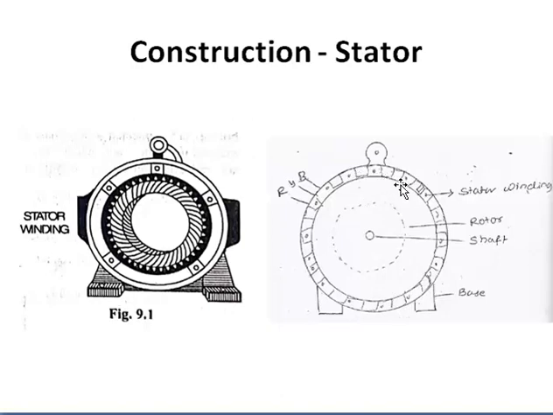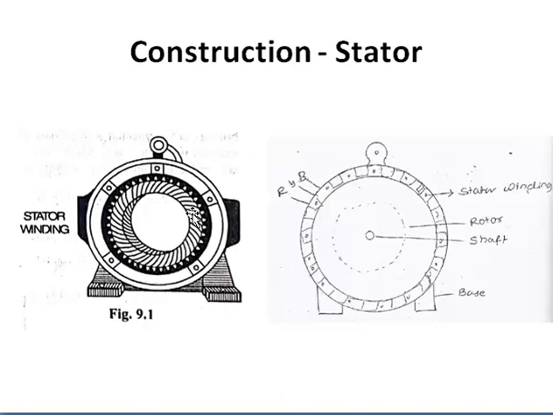So this is the inner periphery. You can see this is the inner periphery of the stator. We will have a number of evenly spaced slots, and inside these slots the insulated conductors are placed and suitably connected to form a balanced three-phase star or delta connected circuit.